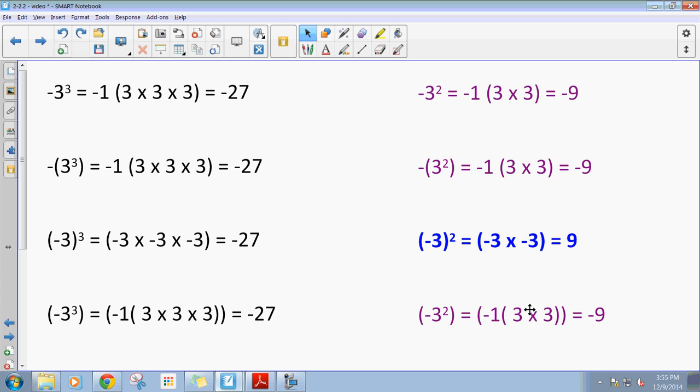In this case, we can see that when the negative is on the inside of the brackets and is locked onto the base, it does matter. When I have an even exponent, my answer will be positive. If I have an odd exponent, like in our first case, I will have a negative answer.